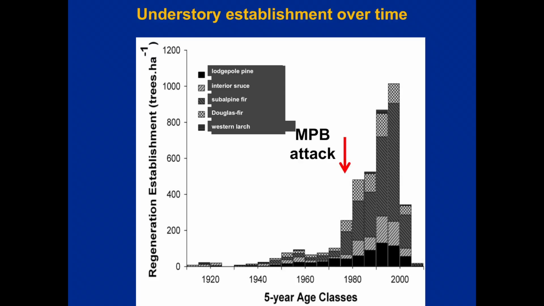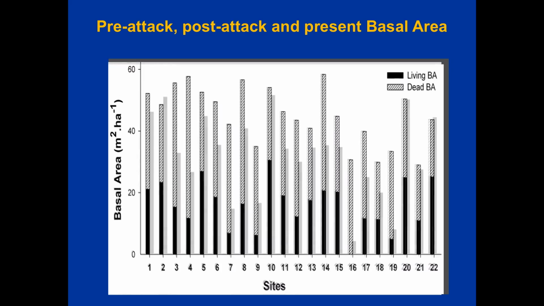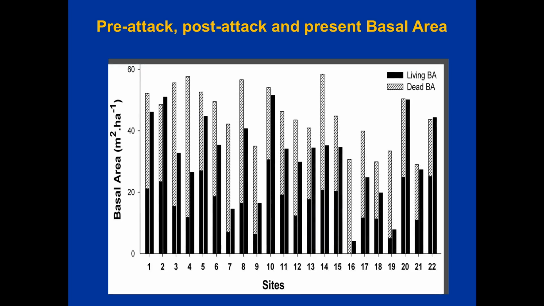There was a big pulse of recruitment a few years after the epidemic. This is important: the response of the mature trees was variable, depending on the species and the diameter of the tree. That's really all I want you to get out of that slide. The bar on the left is the total basal area of the stand before disturbance. The black is the amount that survived. The bar on the right is the basal area of the stands 25, 30 years after the mountain pine beetle epidemic.